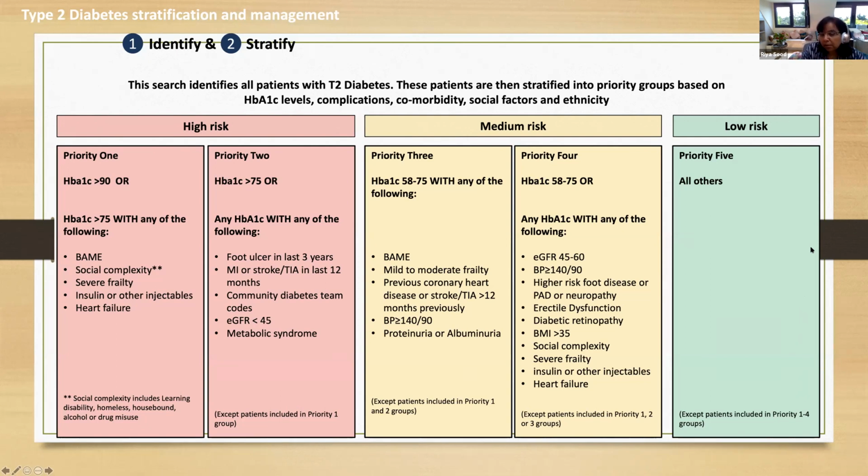So you will be in the green, the low risk. The other clinicians will be managing medium and high risk. You can see that's based on your HbA1c, which is a measure of diabetes control, along with ethnicity, frailty, previous heart disease, previous ulcers, and other complications. So if you've got any complications associated with diabetes, be it social or medical complications, or ethnicity, then you are not in the low risk group, you're in the medium and high risk group.